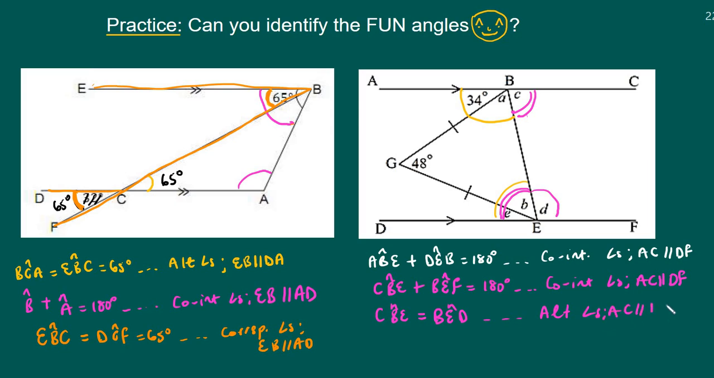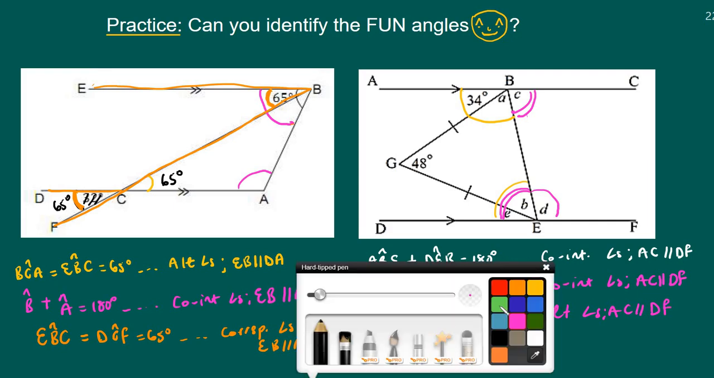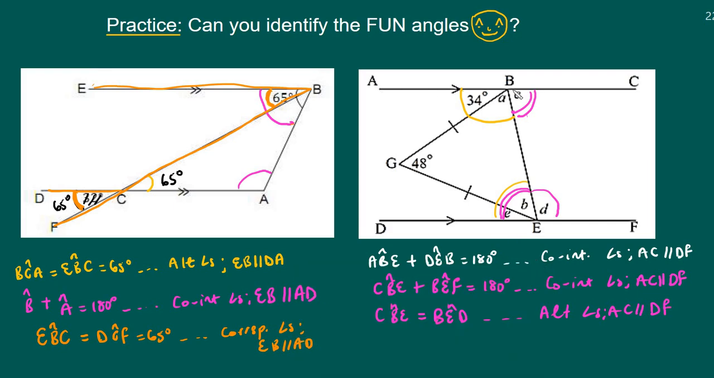Then ABE. So meaning this one will be equal to BEF, alternating angles. Those are our other alternating angles. So that's ABE being equal to BEF. Alternating angles.